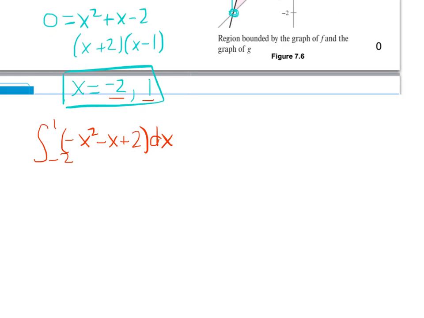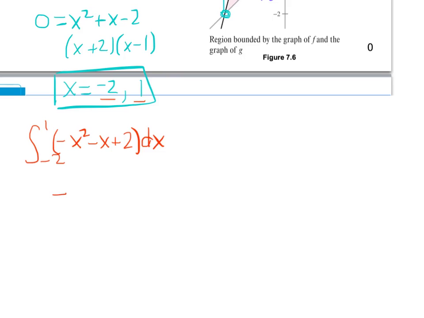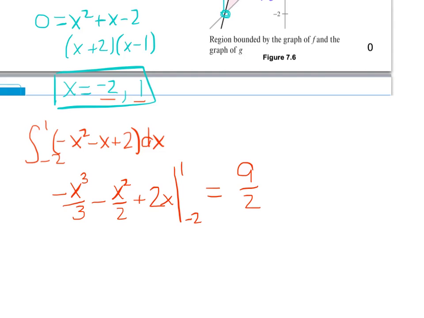So to solve, when I integrate, I end up with negative x cubed divided by 3 minus x squared divided by 2 plus 2x, and I'm going to be integrating this from negative 2 to 1. When I plug in my value of 1, and then take that answer and subtract that function evaluated at negative 2, I ended up with 9/2 for the area between those two curves. If you don't remember the steps of the integration, please come and see me.